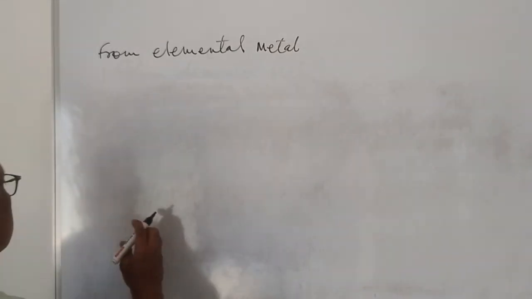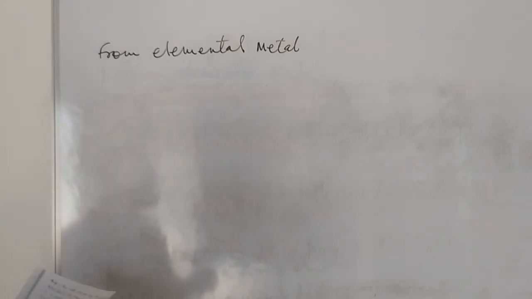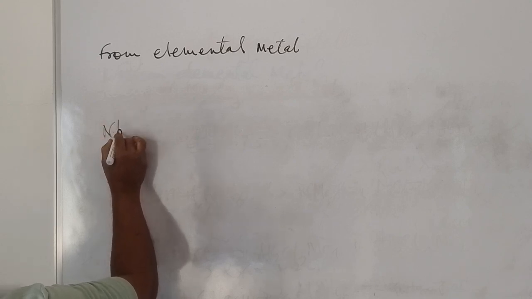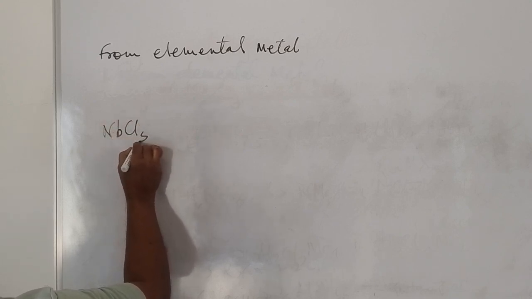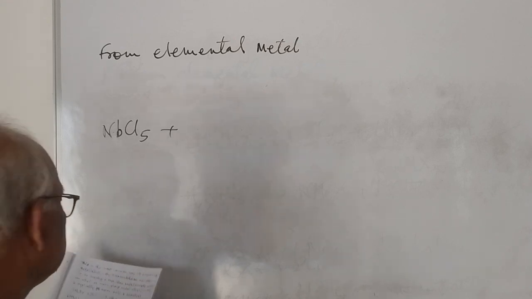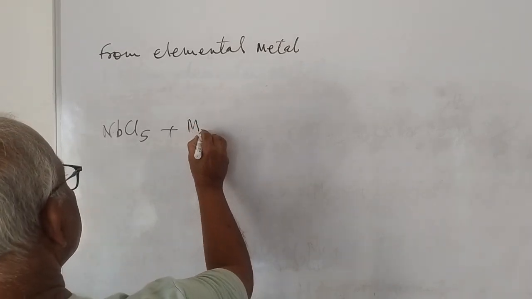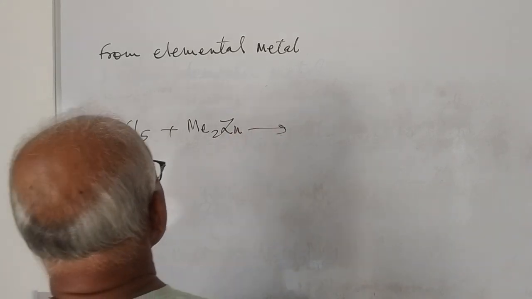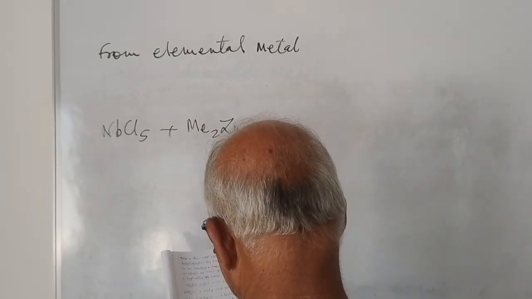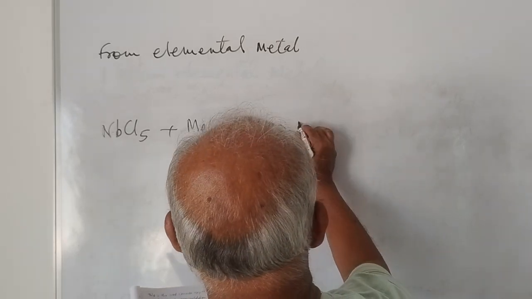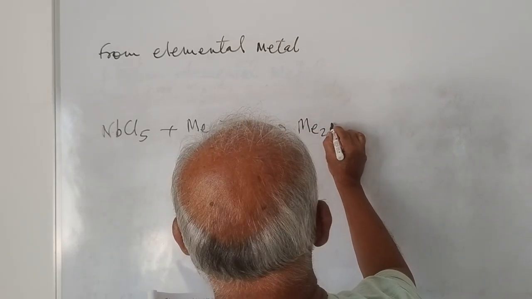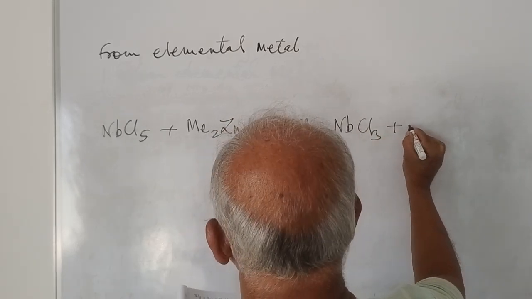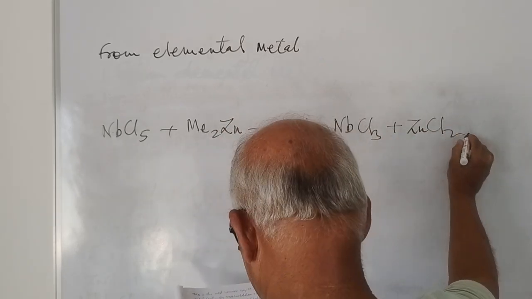The next reaction is about the preparation of niobium organometallic compounds. So for this purpose we are using this chloride NbCl5, niobium pentachloride. Then when it reacts with Me2Zn, it gives us the product Me2NbCl3 plus ZnCl2.